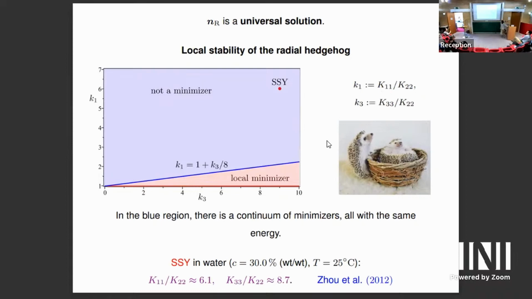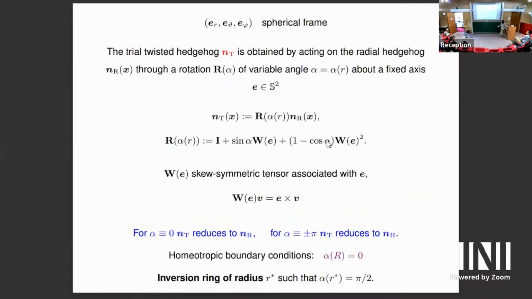Maybe I just missed it on your previous slide. Is the angle alpha unique? No, it is arbitrary. This will be a solution for any choice of the angle alpha. This is a function which depends only on the radial coordinate, and we don't know anything about this alpha, and we only know that it must obey homeotropic boundary conditions.